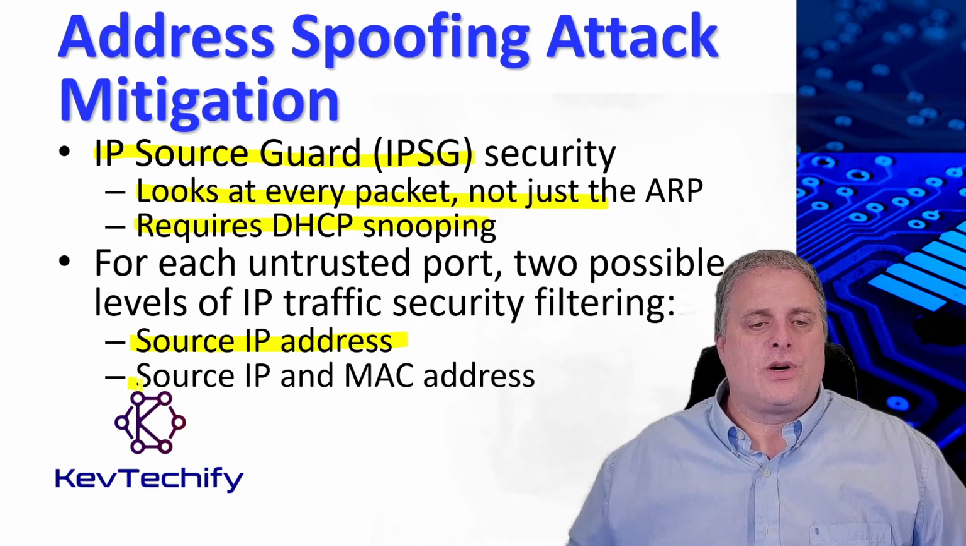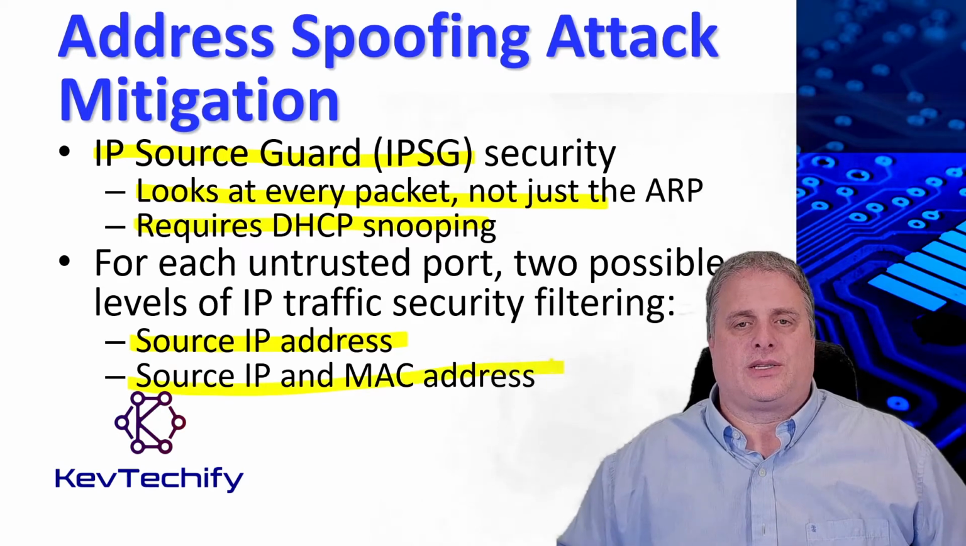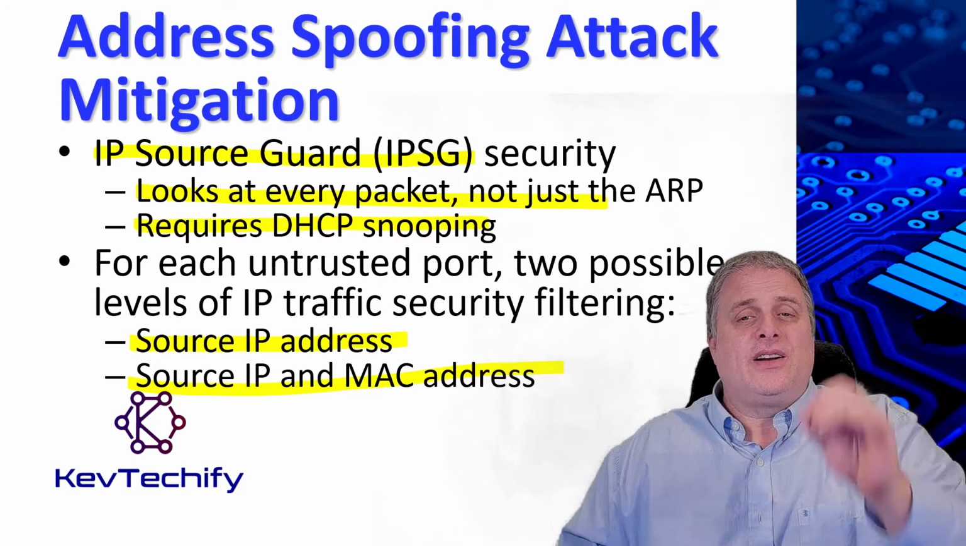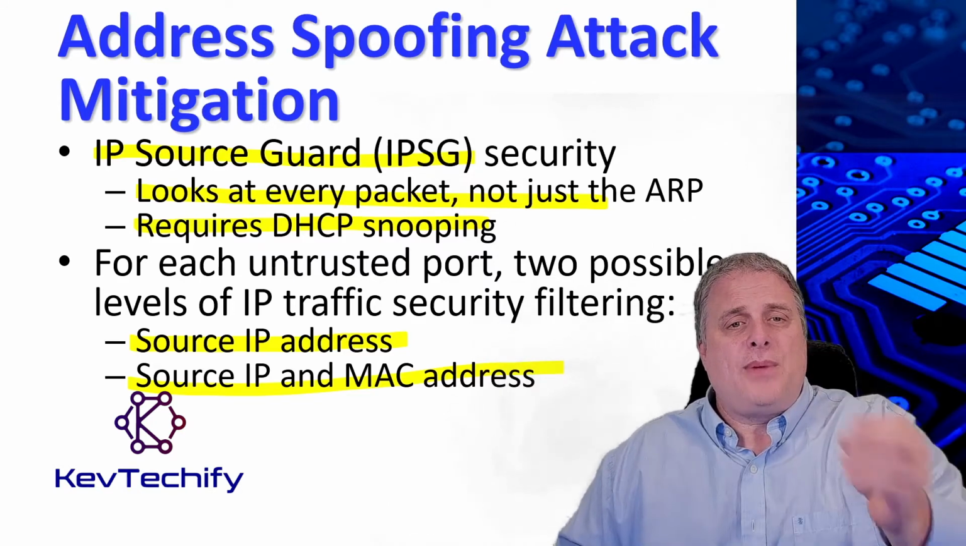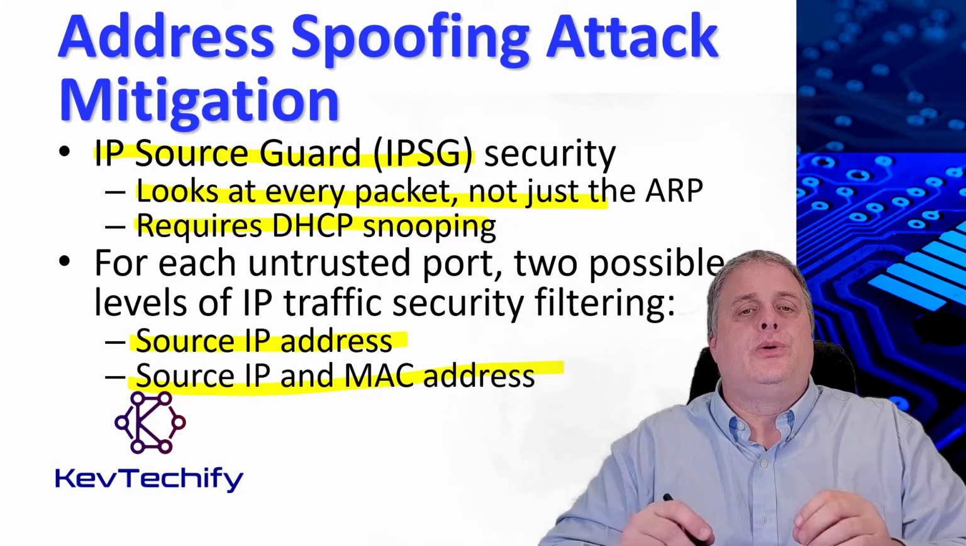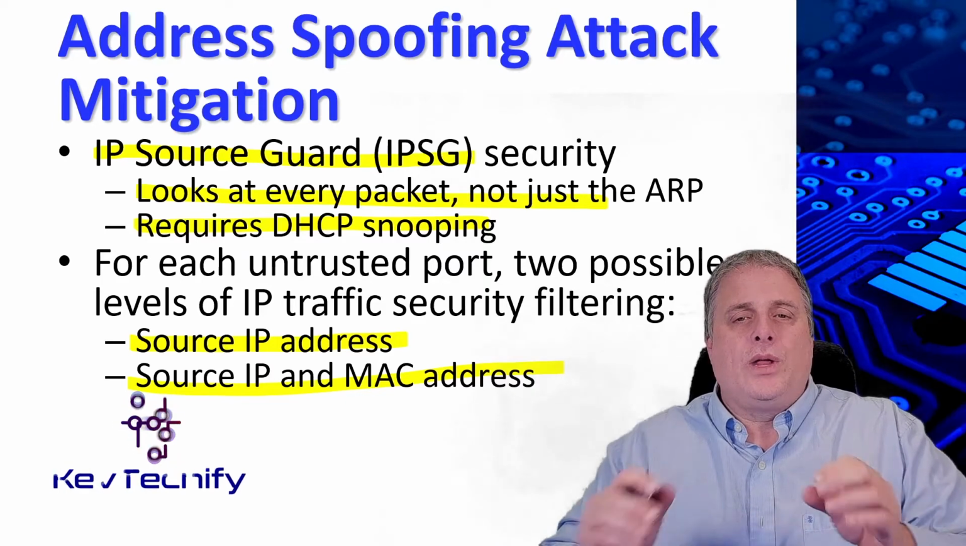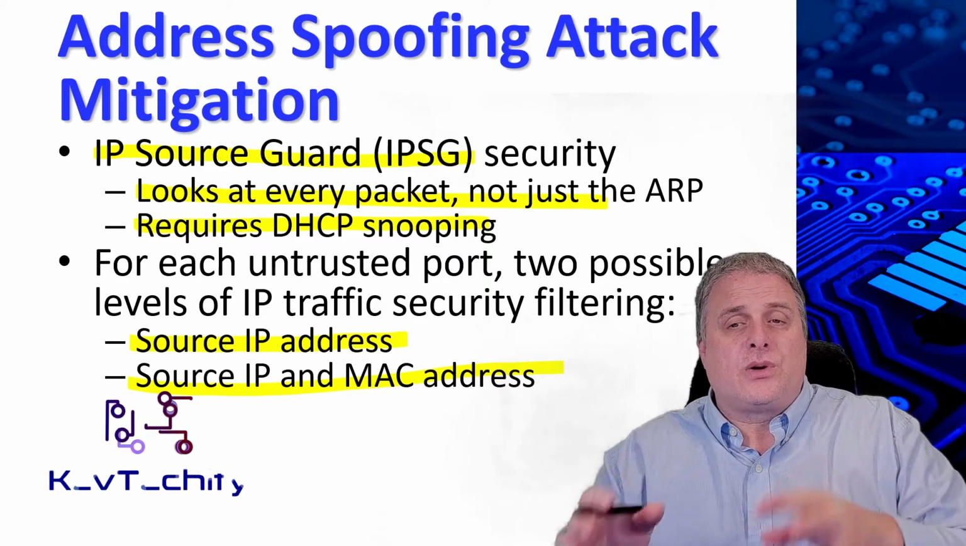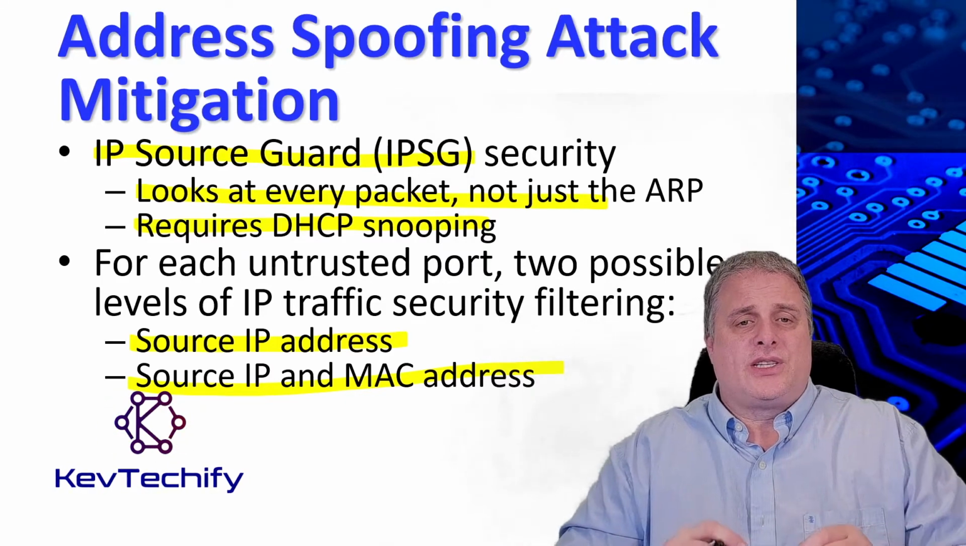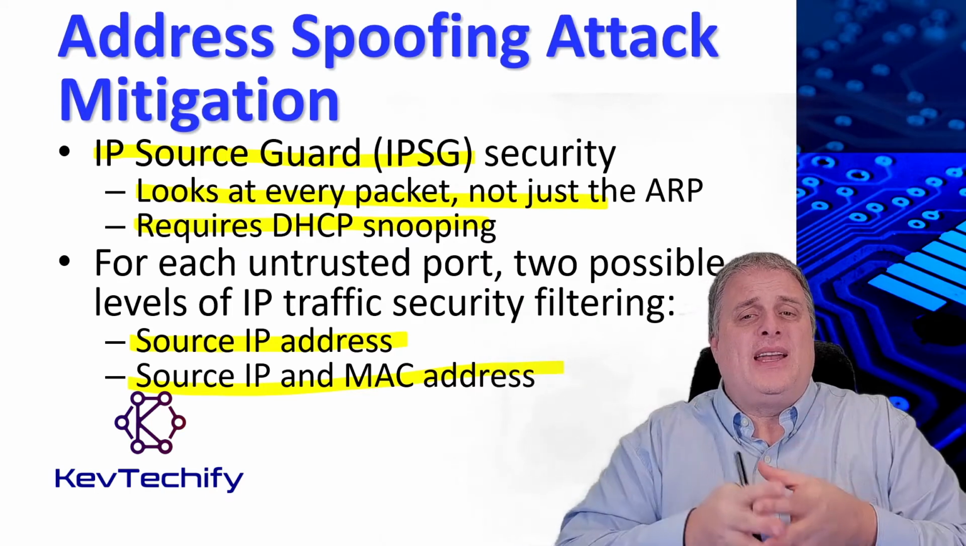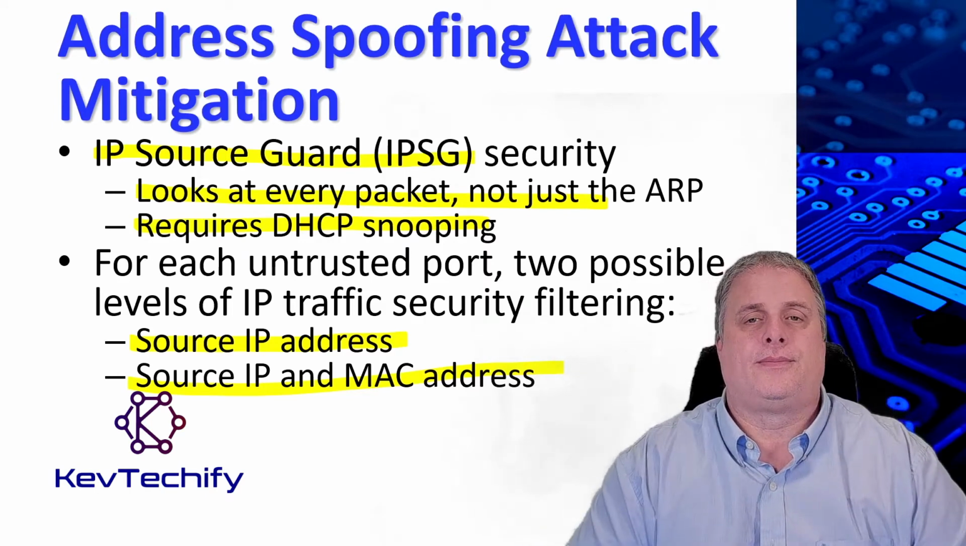Then we have source IP and MAC address. IP traffic here is filtered based on its source IP address in addition to its MAC address. Only IP traffic with source IP and MAC addresses that match the IP source binding entry are permitted.